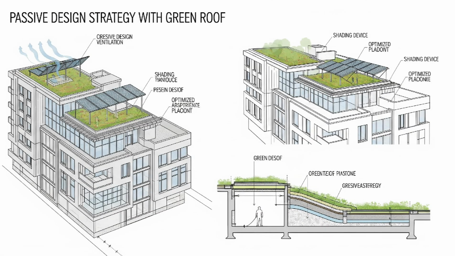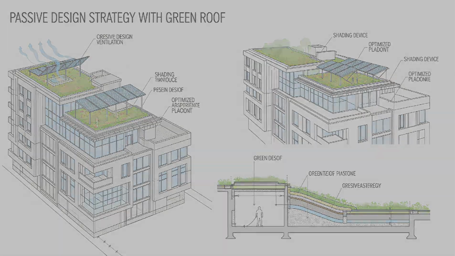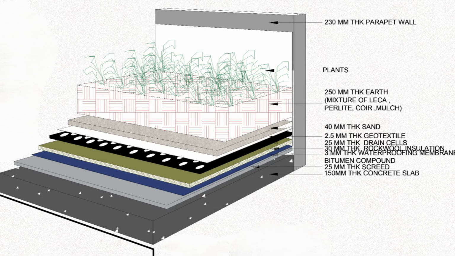Additionally, the soil and plant layers provide excellent thermal insulation, preventing heat gain in hot climates and heat loss in cold climates. This combination significantly reduces the need for mechanical heating and cooling, leading to lower energy consumption and improved indoor thermal comfort.